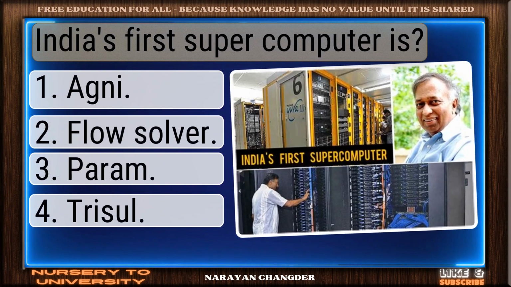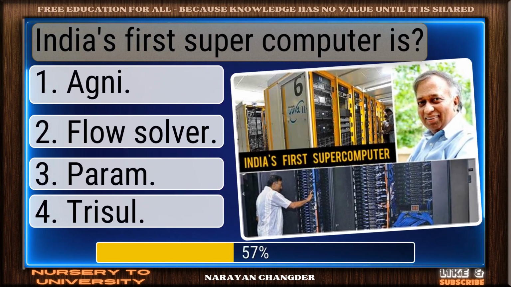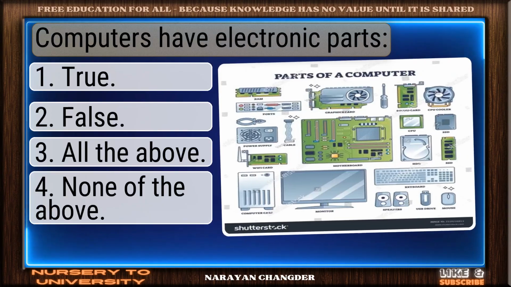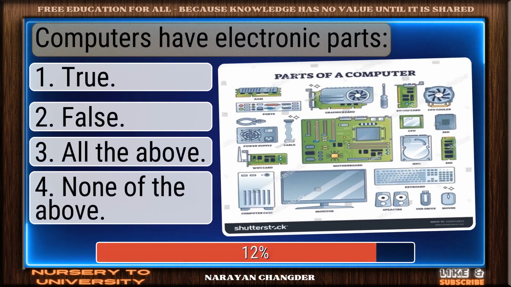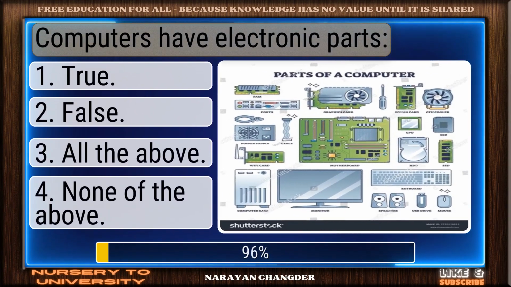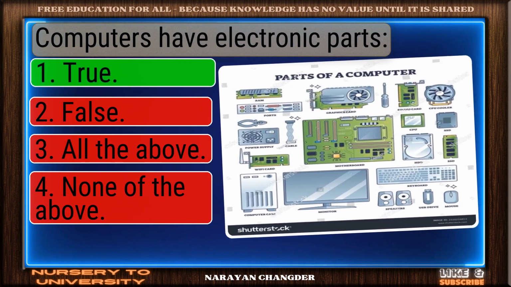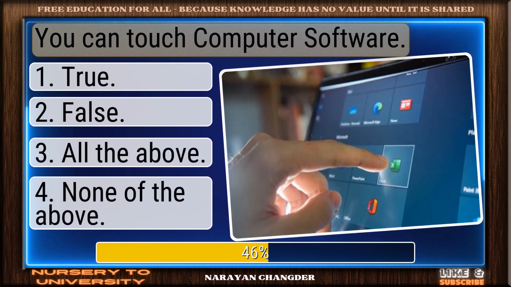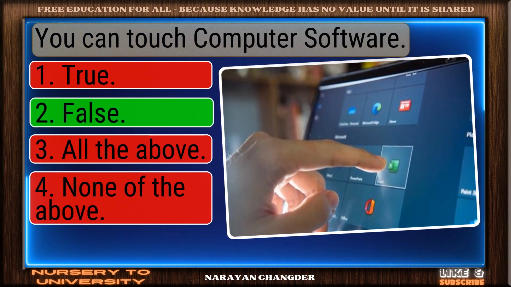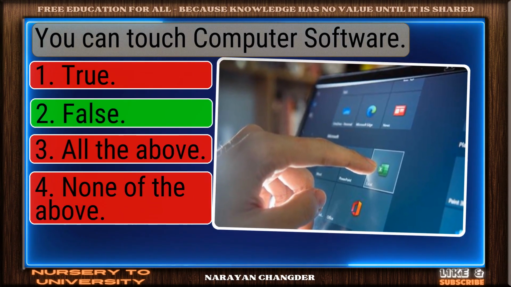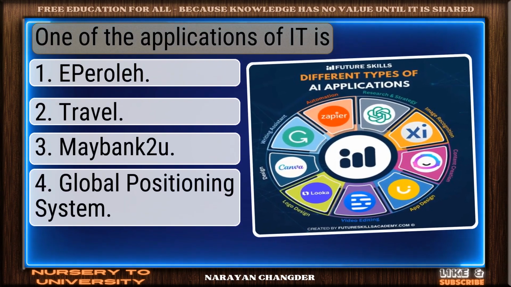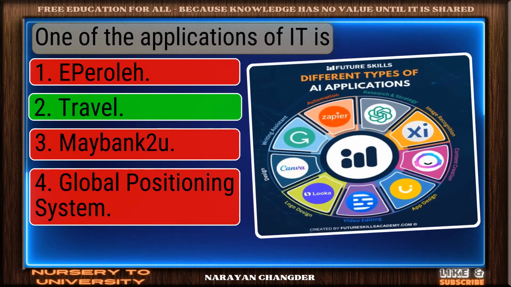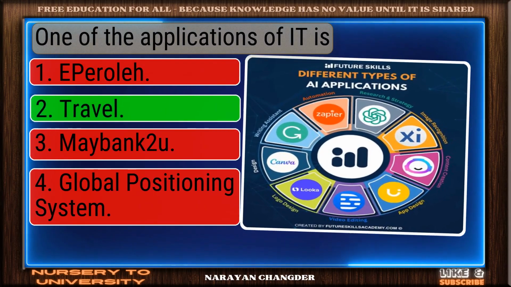India's first supercomputer is? Solid response. Param is valid. Computers have electronic parts. You chose true. Correct. You can touch computer software. Right choice. False is best. One of the applications of it is? You got it. Travel fits.